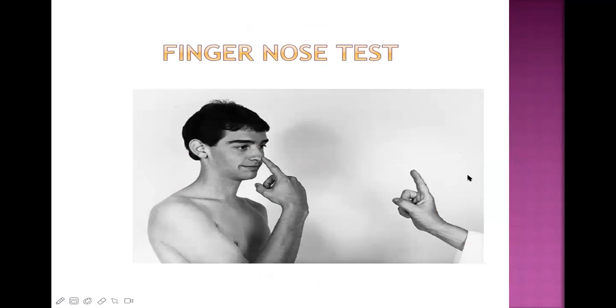Now this is the finger nose test. See this. This is the examiner's finger and this is the patient's finger. The patient needs to touch the examiner's finger and then alternately touch the tip of the nose. If the cerebellum is abnormal, the patient cannot do that properly. The patient may not touch the tip of the nose. The patient may touch the cheek, the chin, maybe the forehead, or even the eye sometimes. So this is an abnormal finger nose test in case of cerebellar lesion. In a normal person, they can very comfortably touch the tip of the nose and the tip of the finger alternately.